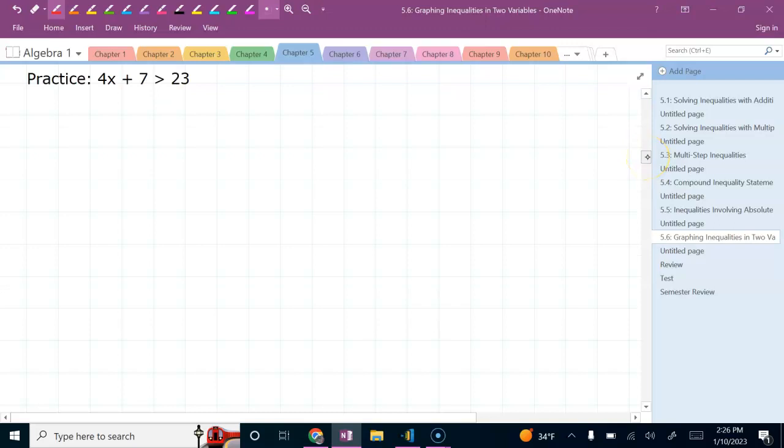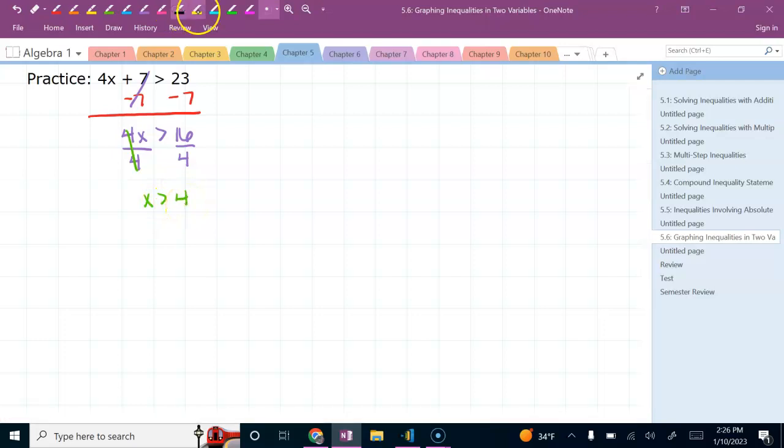Now this one's a little bit different than the last one because they don't have a y. Okay, so this is kind of an odd problem. It's not like the other ones that we saw. What I would want you to do on this one is solve for x. So the first thing I would do is subtract 7. So we'd have 4x is greater than 16. Then we divide by 4. And so we have x is greater than 4.